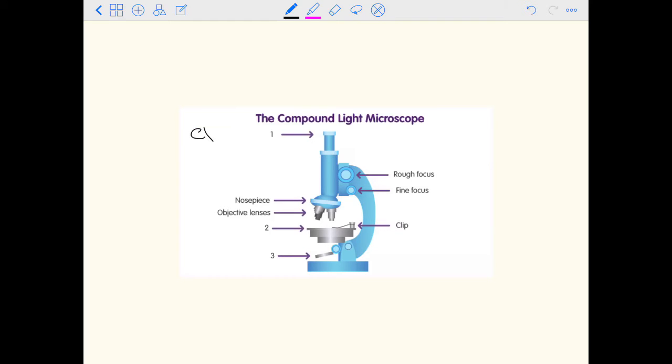One here in this diagram is the eyepiece. 2 is the stage. And 3, in this example, it is a mirror, but you can also just say light or the light source, because all the microscopes that we will use at school will just be a light that you plug in.